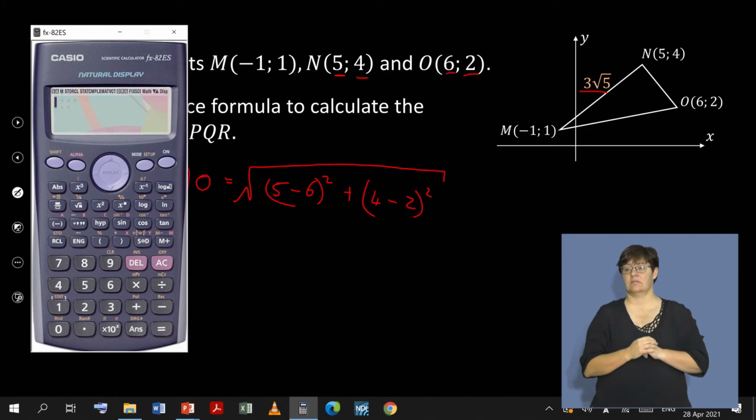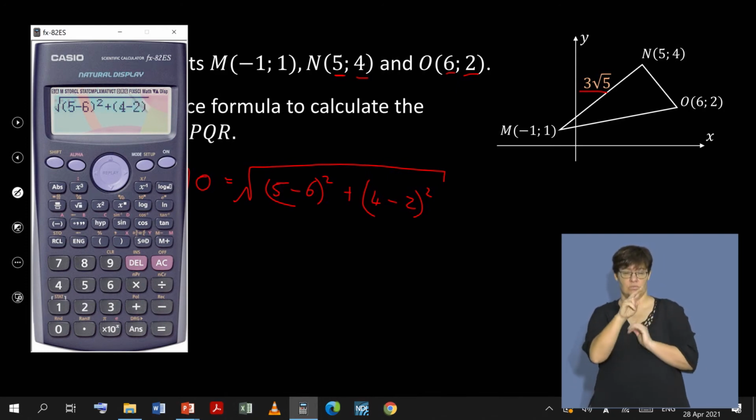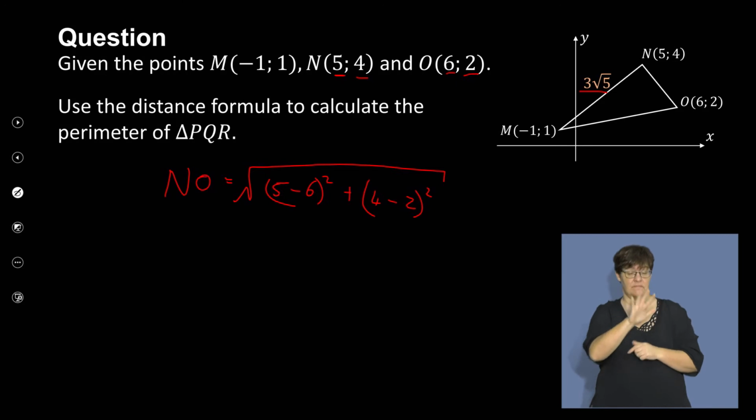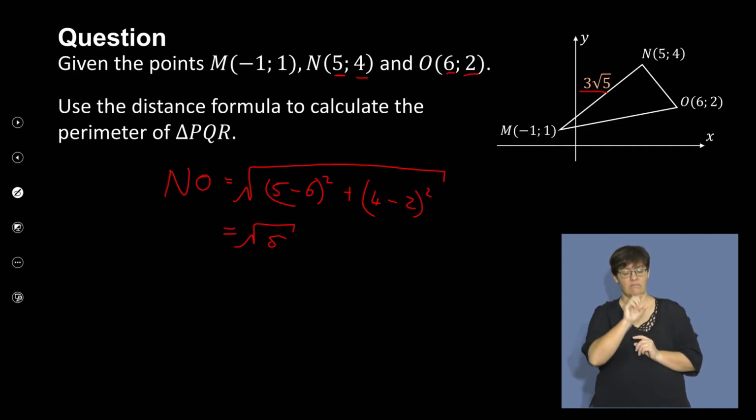So I'm going to go open brackets, 5 minus 6, close brackets, and square that. And then I'm going to add the y values squared. And then I'm going to get an answer, and that answer is the square root of 5. Again, what is the square root of 5? The square root of 5 is actually a value.